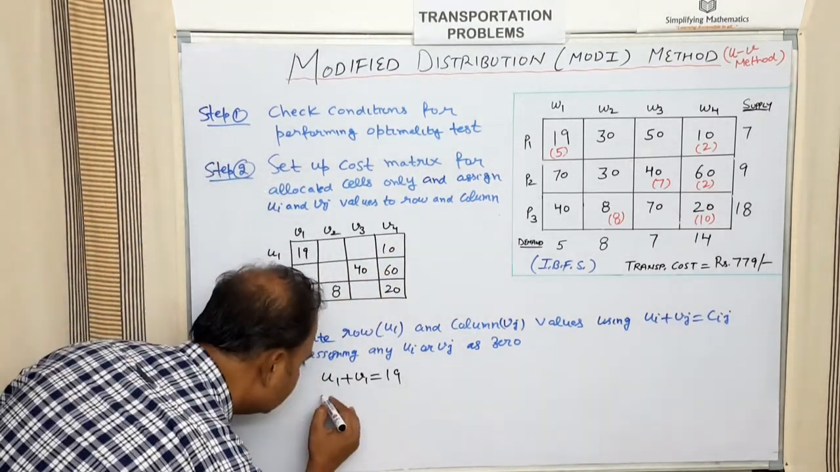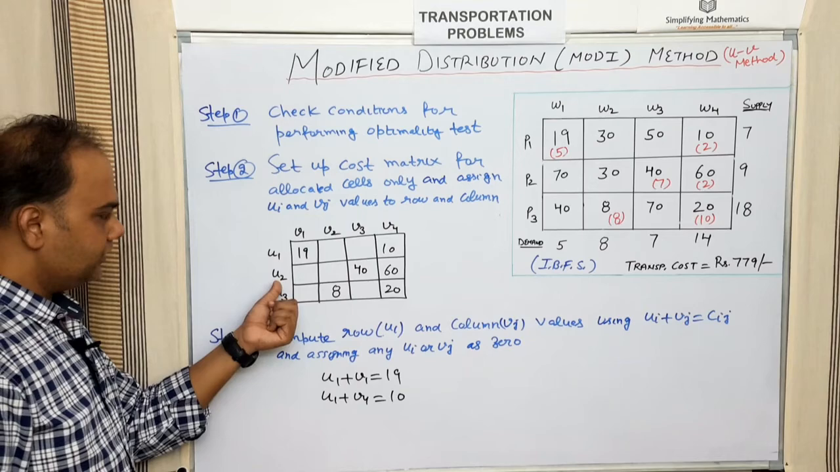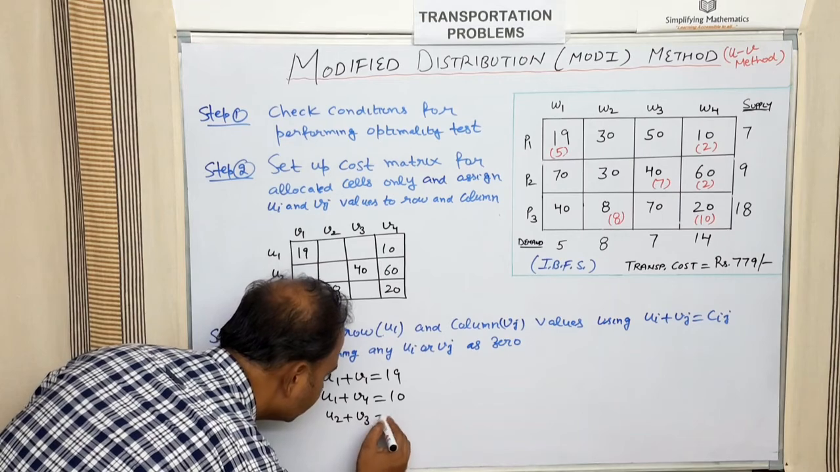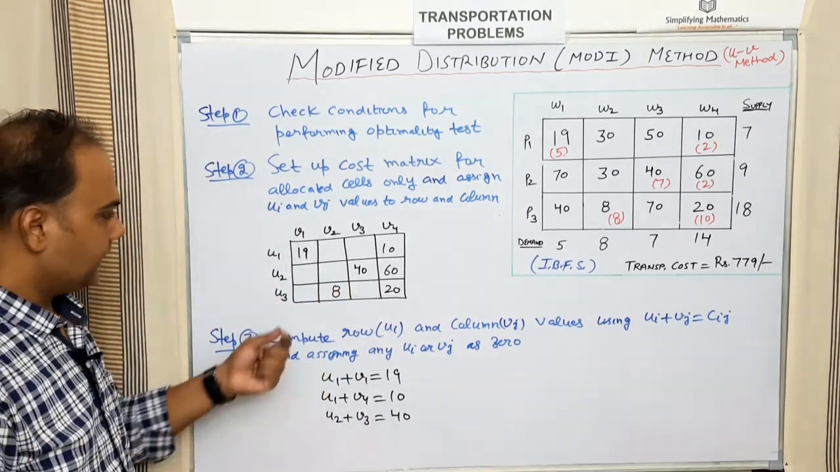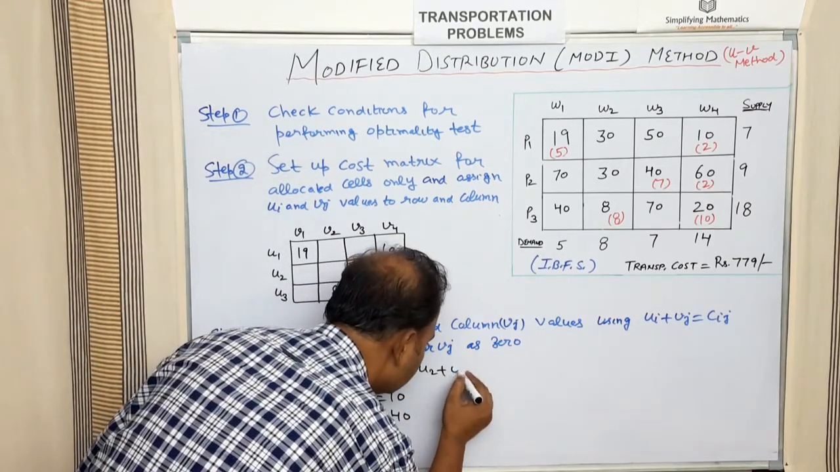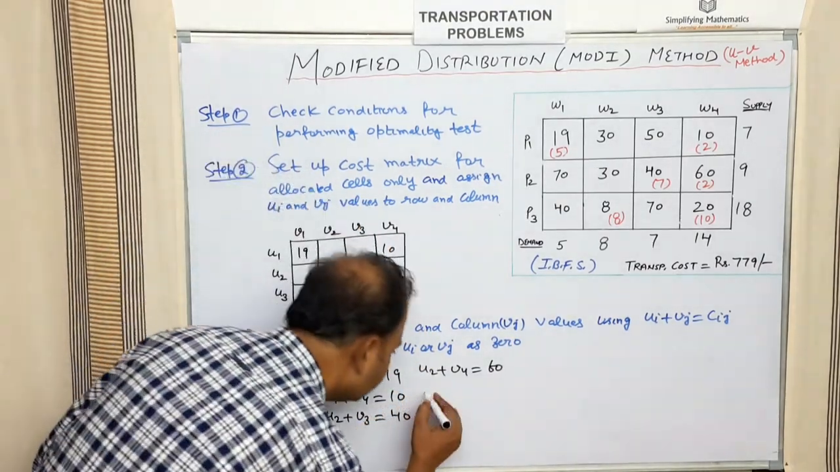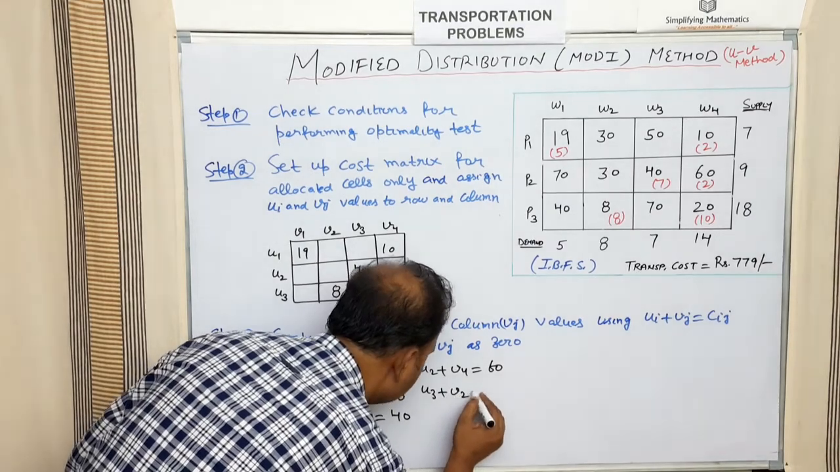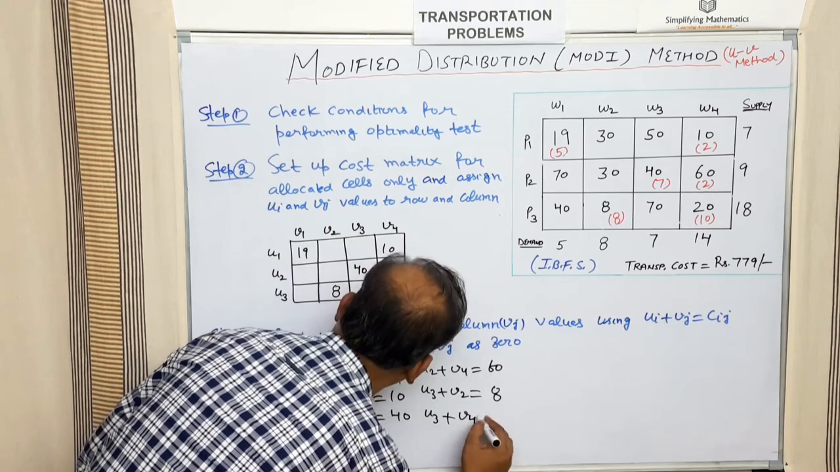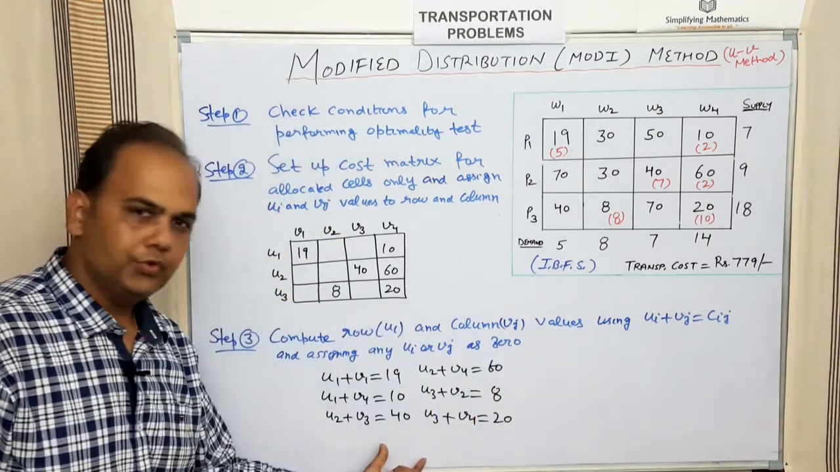This will be equal to 10. Now moving further, u2 plus v3. This will be equal to 40. Then u2 plus v4. This is equal to 60. Then u3 plus v2. So this will be equal to 8, and the last is u3 plus v4 equal to 20. So compute these values. So we have computed these values.